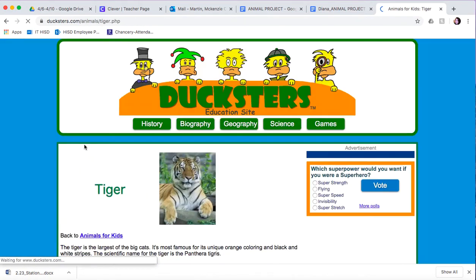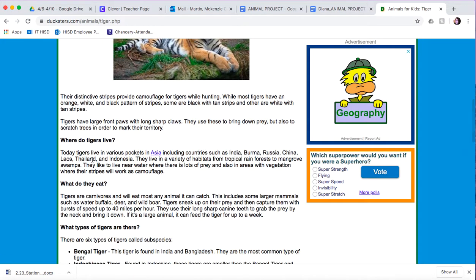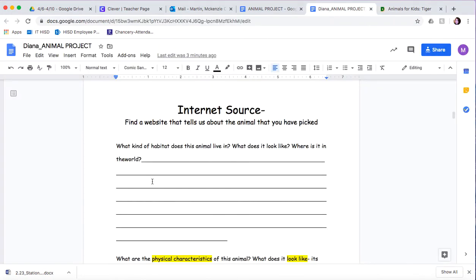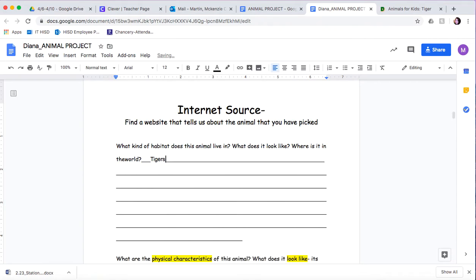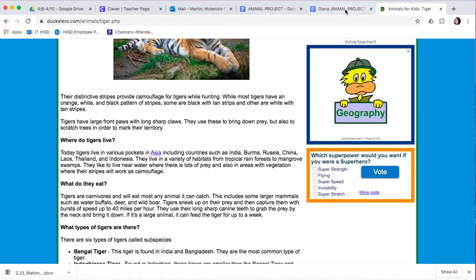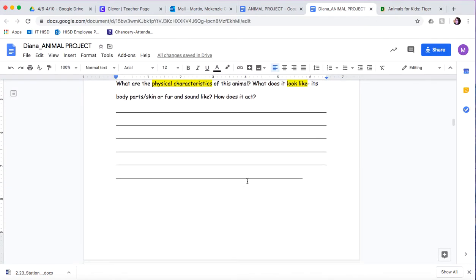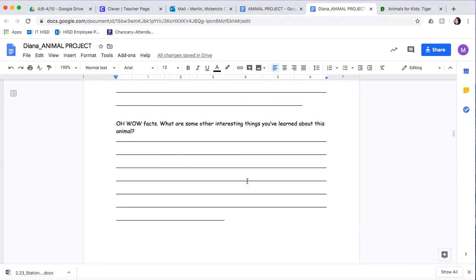Animal for kids, tiger. Here, it has some more information. How big are they? Where do they live? Oh, it tells us right here where they live. Their habitat is in Asia. So then I can go back here and say tigers live in, and finish that writing. So that's your goal, to answer these questions, typing them in using the information from the websites that you research. So this is for Monday. Your goal is to answer those 4 questions.